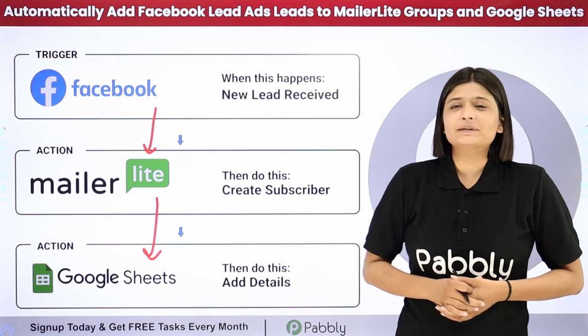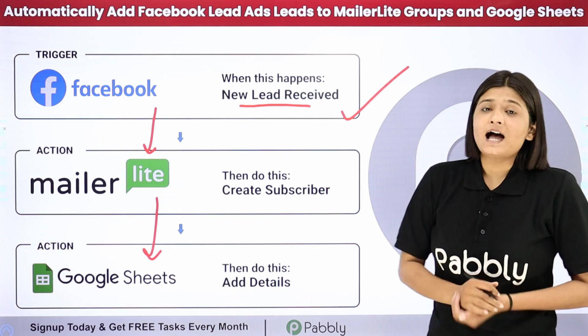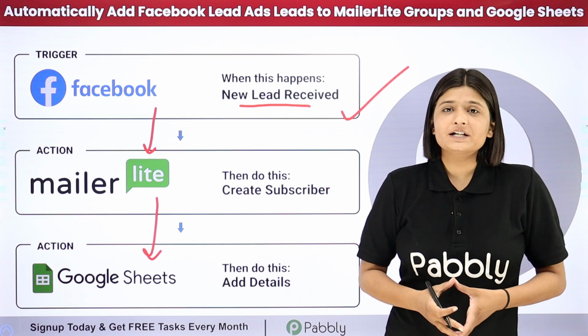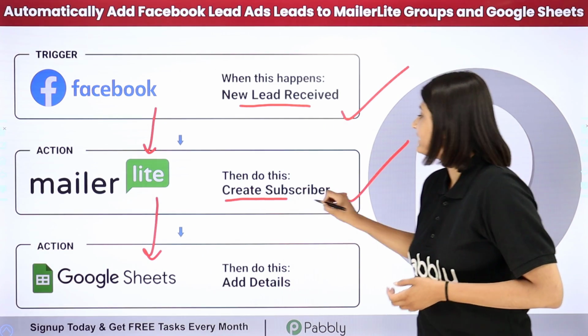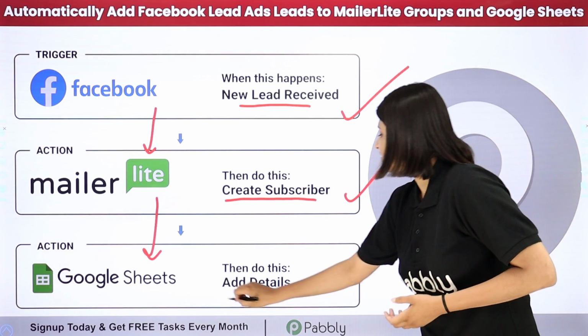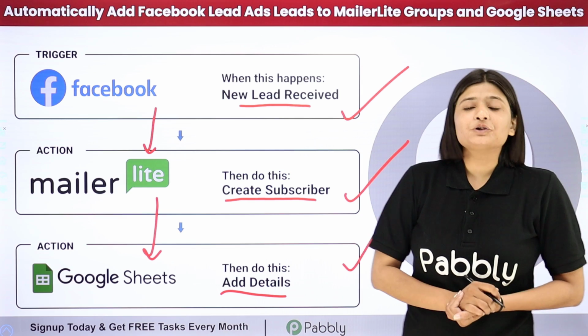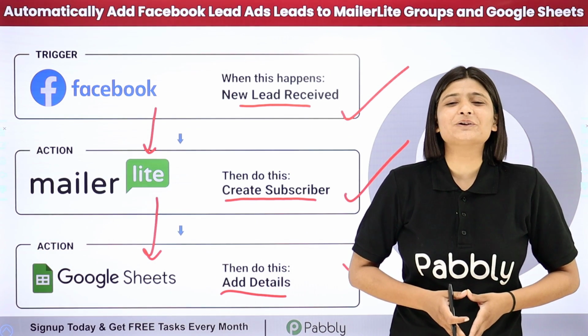Here as my trigger application, I will take Facebook lead ads from where I will receive new leads and this complete workflow will get triggered. And in my action application, I will take MailerLite where a subscriber will be created in groups. And then in my action application, I will take Google Sheets where these details will be added automatically. If you want to learn this amazing automation step by step, let me take you all to my screen.